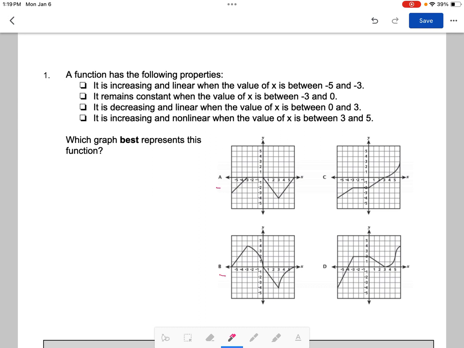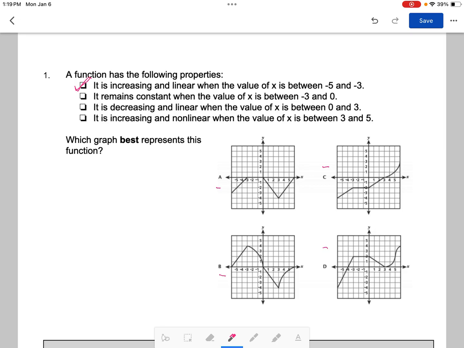B, that could work. C, that could work. And D, increasing linear between -5 and -3, D could also work. So all 4 are a possibility for the first one, so I'm going to check the first one off. Looking at the second one, it remains constant when the value of x is between -3 and 0.